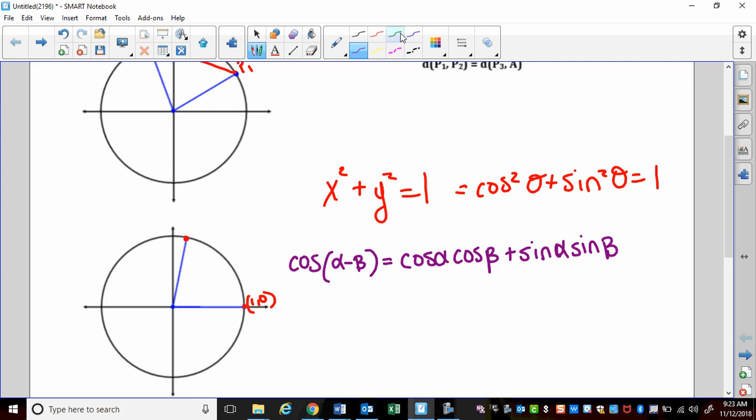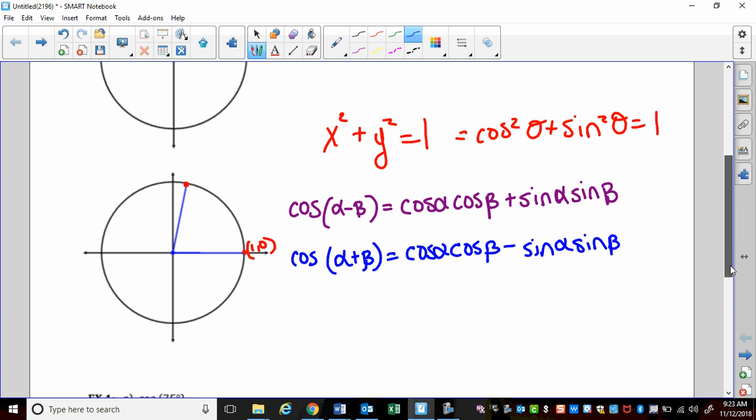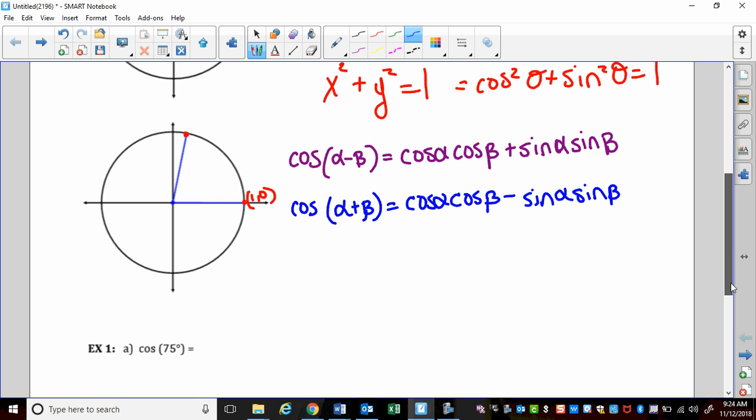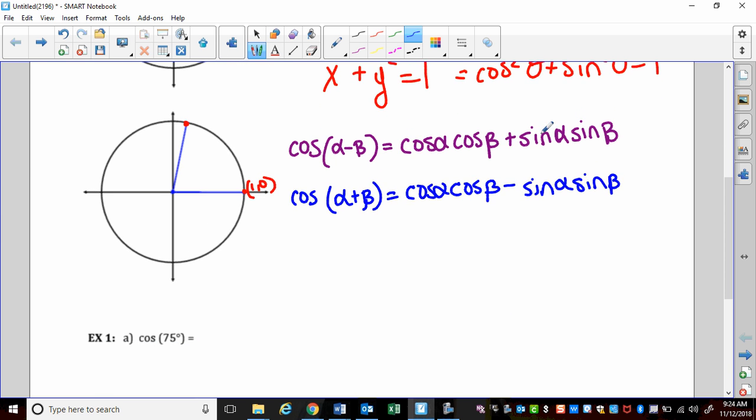If we are adding, let's say this is cosine of alpha plus beta, then it's going to be the same thing, cosine alpha, cosine beta, but this one is going to be minus sine alpha, sine beta. Okay, and this has to do with cosine and sine being odd and even functions. These will change, but these will not. All right, so this is why we're going to use this.